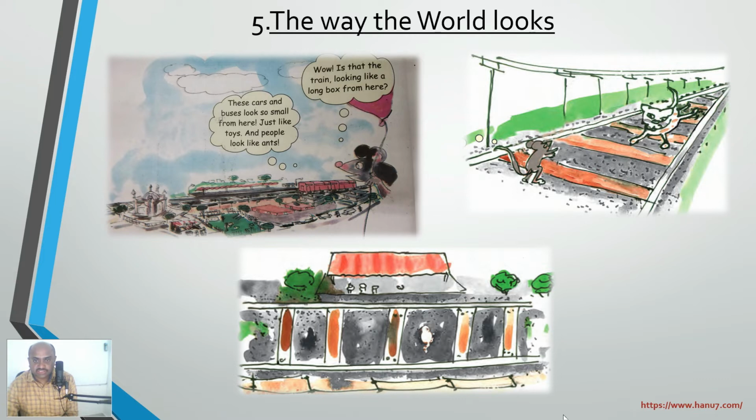Guppu is making fun of that Monte cat, who looks like a small rat. She keeps going up and up, and finally she watches all the people like ants, the buses and cars like toys, and the trains like long boxes which are connected. Suddenly the balloon blasted, and she heard the sound thup. Then she kept coming down and down, and suddenly she fell onto the railway track.